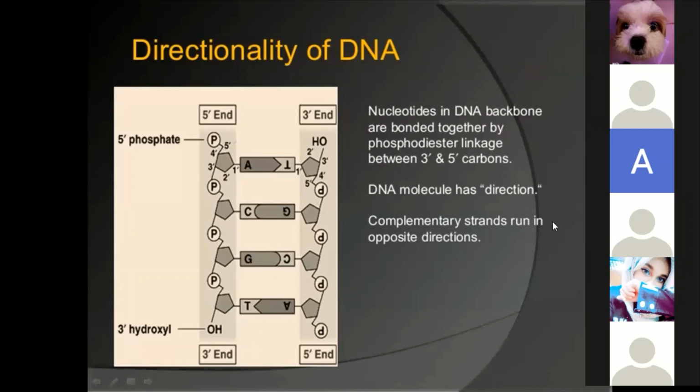The DNA molecule has a direction. Complementary strands run in opposite directions. So one strand is 5 prime to 3 prime, and the opposite strand is also 5 prime to 3 prime, running the other way. The opposite ends of DNA run in opposite directions. Complementary strands run in opposite directions.